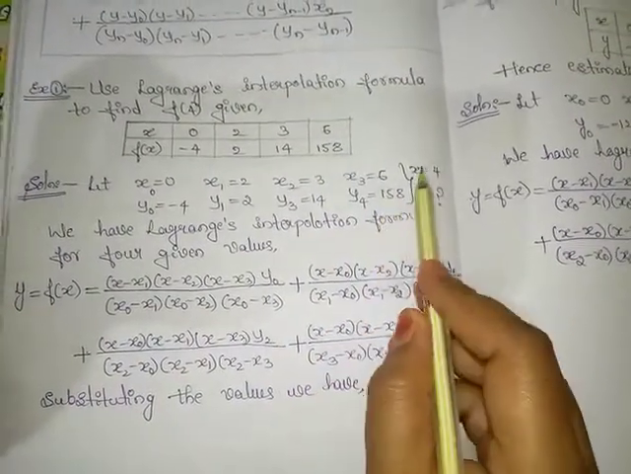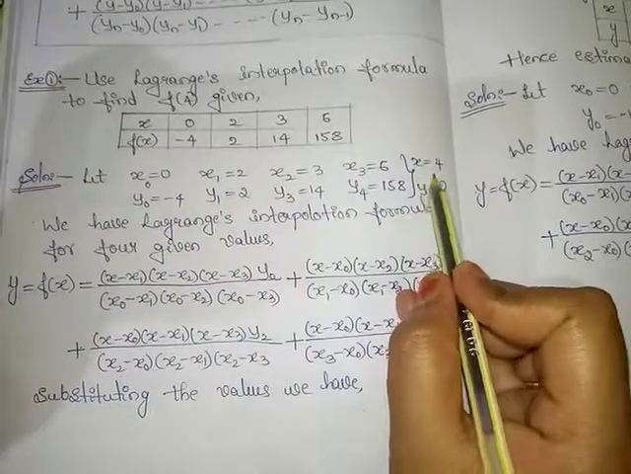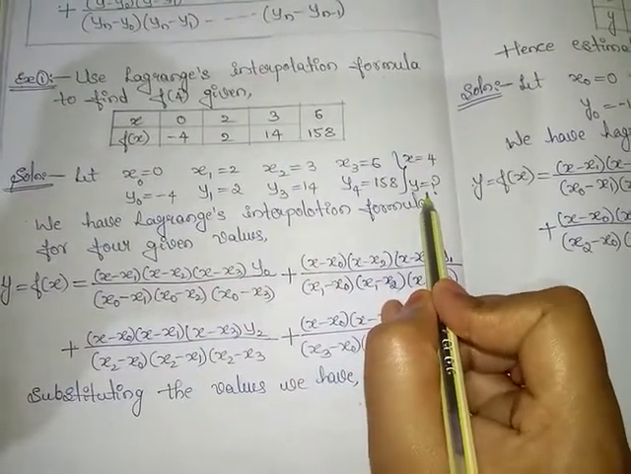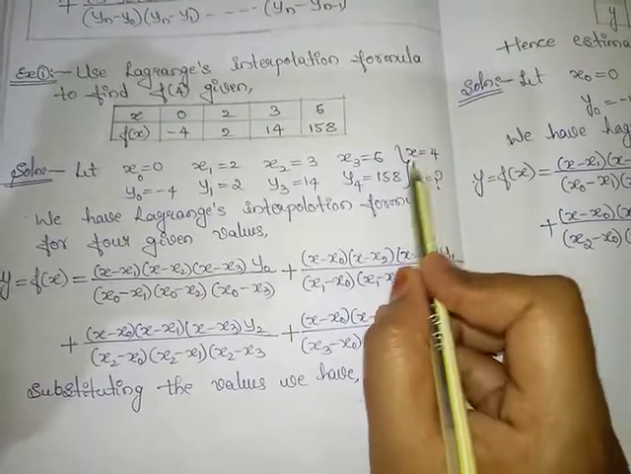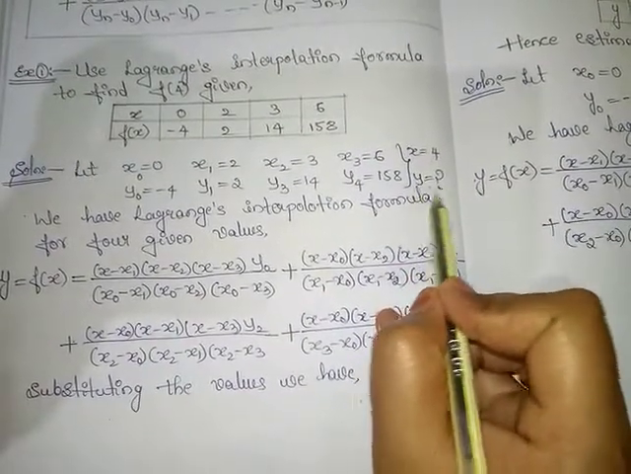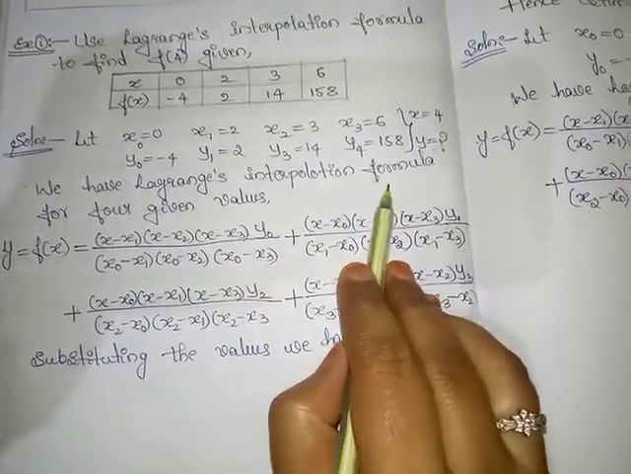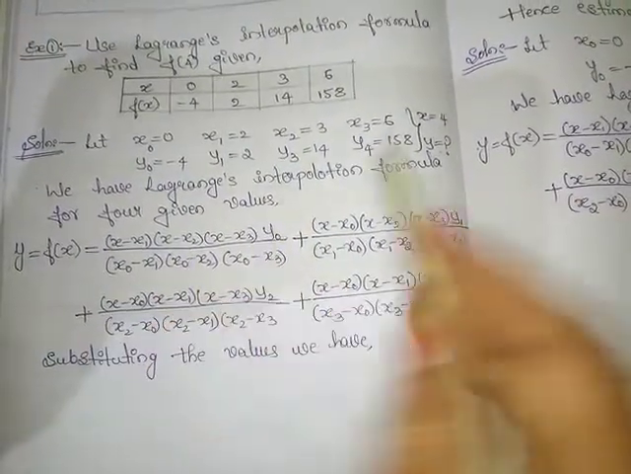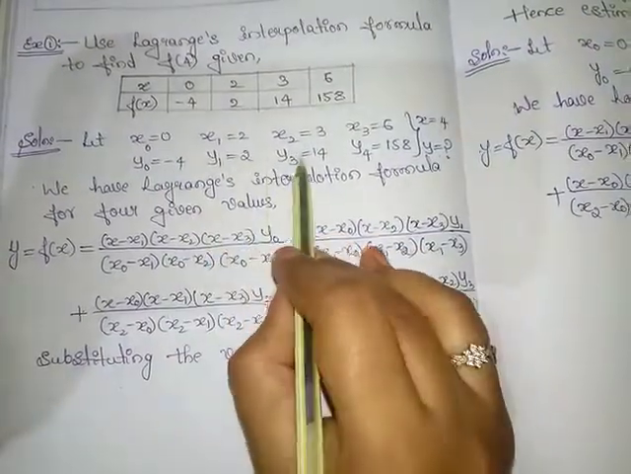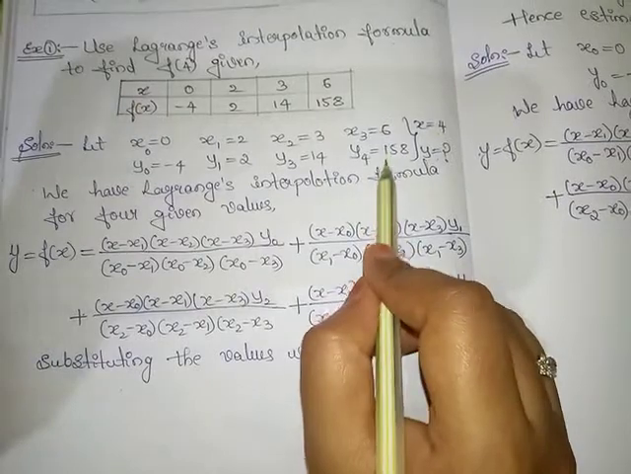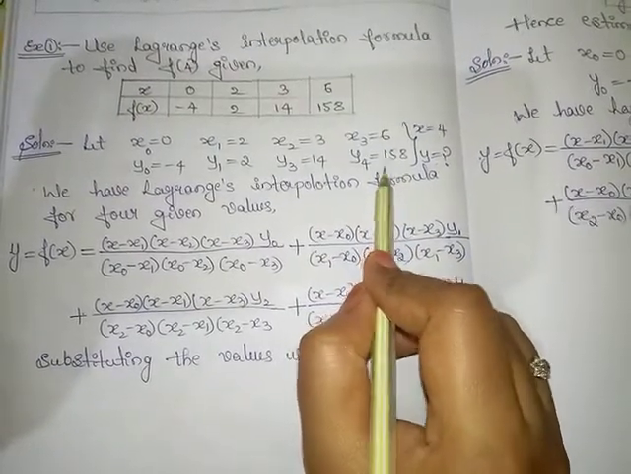and here the x value given is 4. For that we have to find the value of y. Correct? The x value is given, that is 4, and for that we have to find the value of y. This is the meaning. We have Lagrange's interpolation formula for 4 given values. See, they have given 4 values.